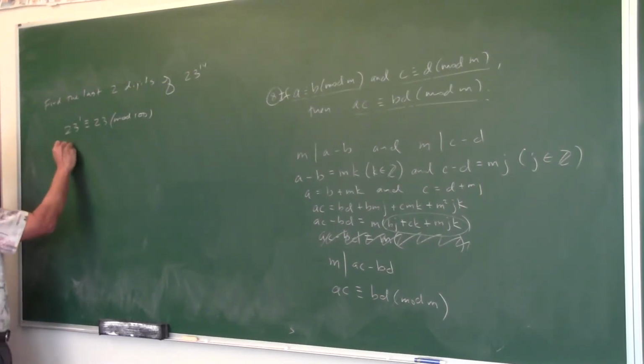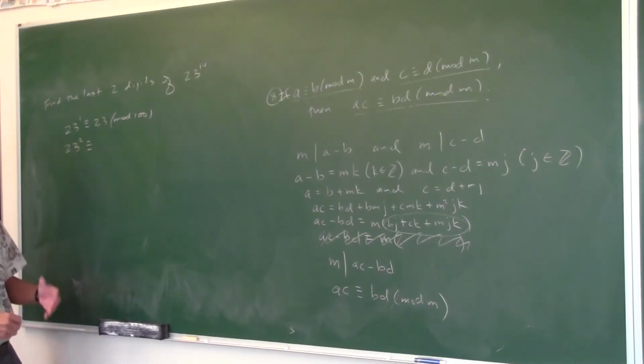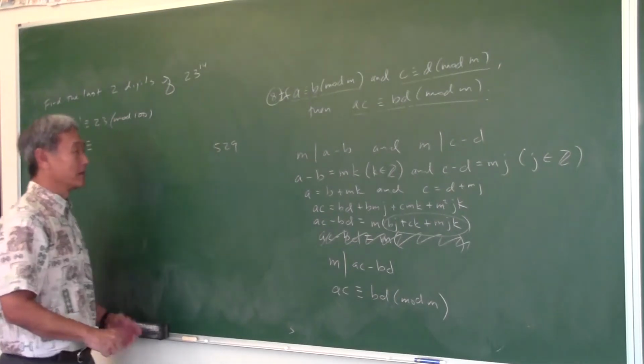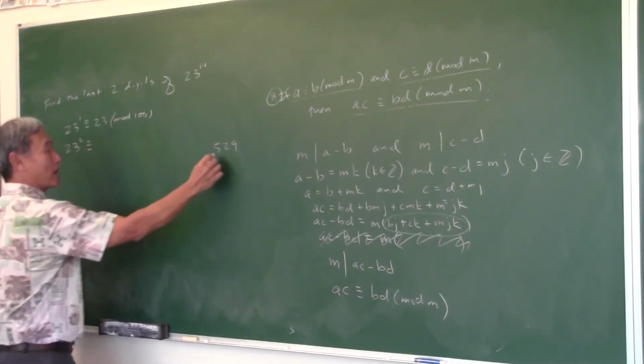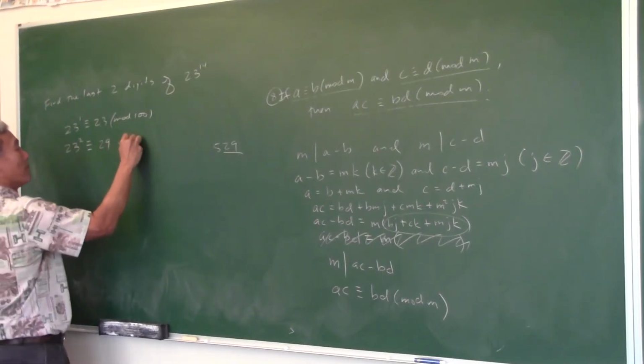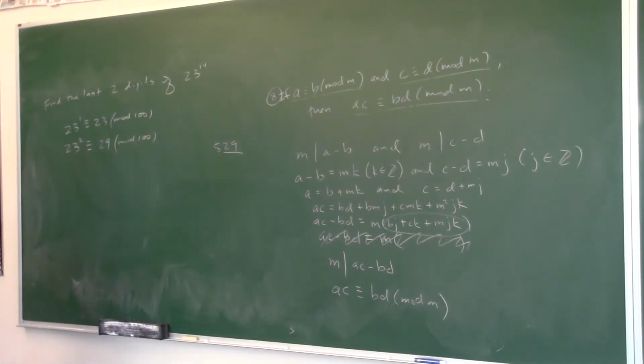Now we go to 23 squared. 23 squared is congruent to, now what is 23 squared? It's 529, and hopefully we know that; otherwise, multiply it out. And what are the last two digits? 29. So that would be congruent to 29 modulo 100. Again, we're only interested in the last two digits. That's all you need.